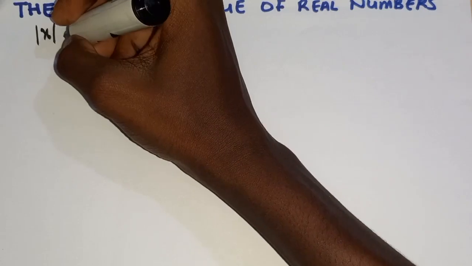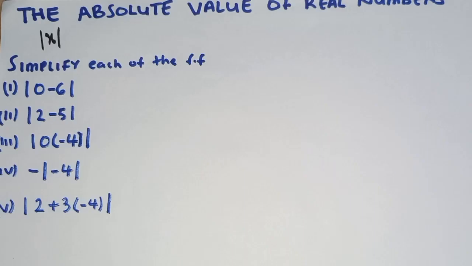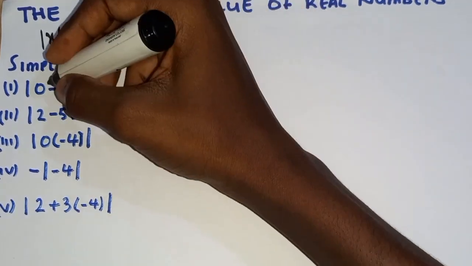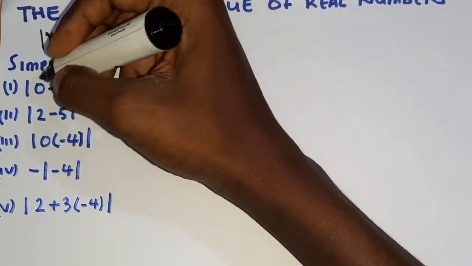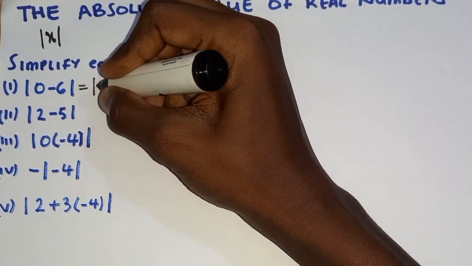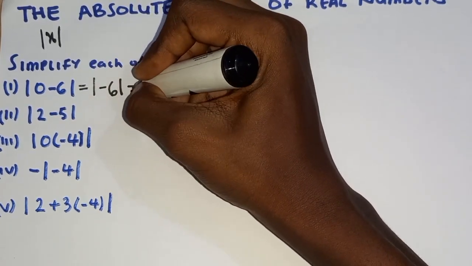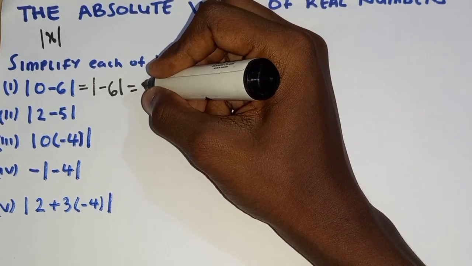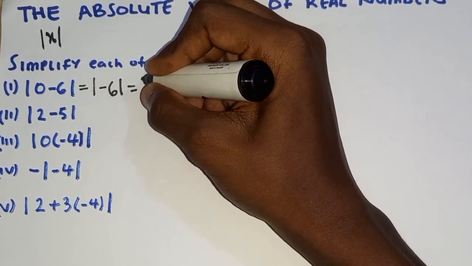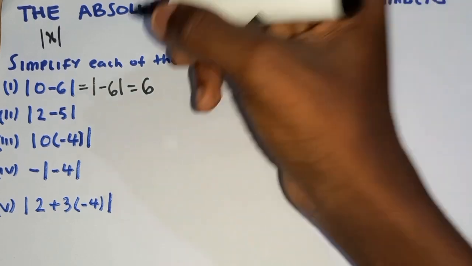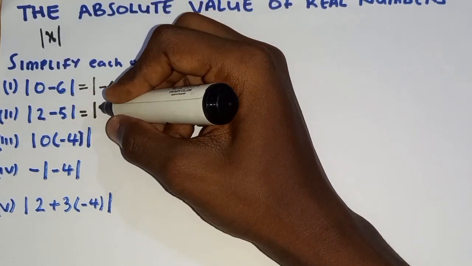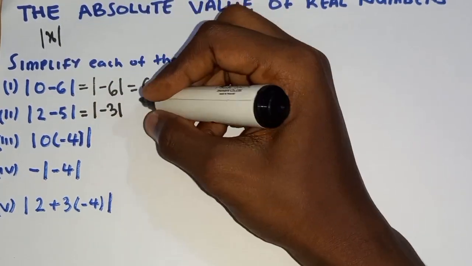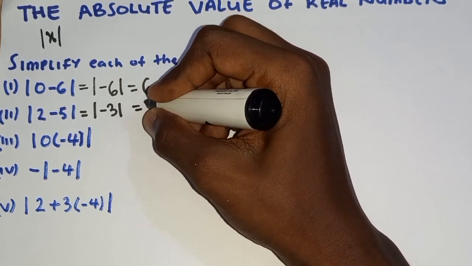So let's try simplifying some examples. We are told to simplify each of the following absolute values. Once the value is inside the vertical lines, the absolute value of negative 6 is the same as 6. When you move outside, by solving this, the answer is 6, because the answer is never negative. So by solving this, we have the absolute value of 2 minus 5, which is negative 3, and to solve this, the answer is 3.